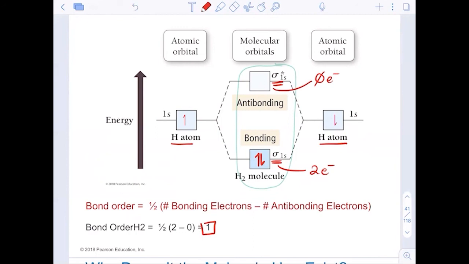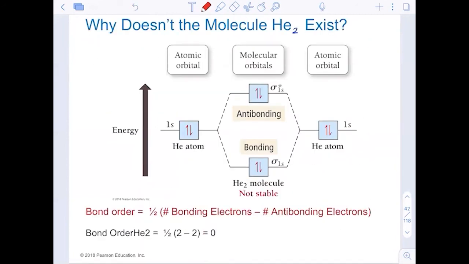Therefore, H2 exists. So why doesn't He2 exist? Well, I still have the same sigma and the same sigma star, but now I have 4 electrons. 1, 2, 3, 4. So I start at the bottom, 1, 2. I have to move up into the antibonding orbital. And therefore, what I see is the bond order for helium diatomic is 0. So helium diatomic does not exist.